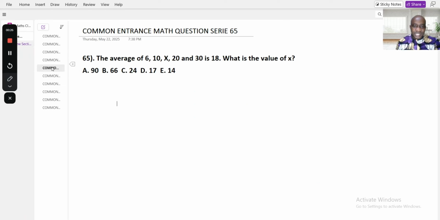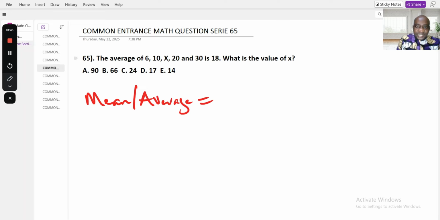The average of 6, 10, x, 20 and 30 is 18. What is the value of x? When we are calculating our mean, we are going to add all the frequencies together and divide it by the total number of the frequencies there. What is the formula? This is the normal mean. Mean is the same thing as average. When they are talking, we have mean, median, mode. Mean and average are the same thing. You can call it mean or average.